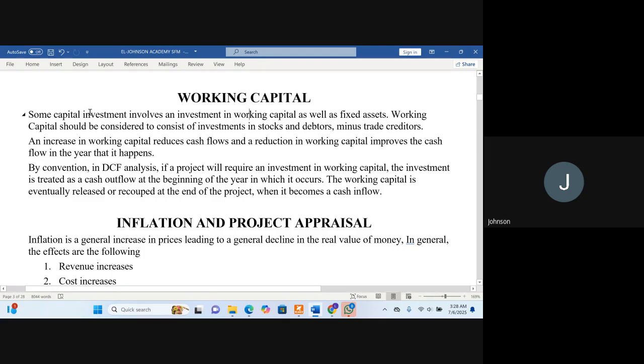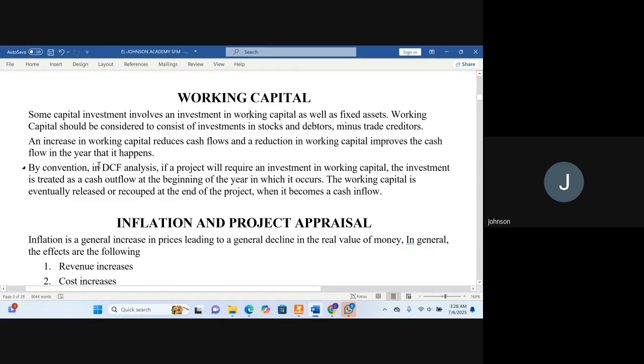Okay, so some capital investment involves an investment of working capital as well as fixed assets. Working capital should be considered to consist of investment in stocks and debtors minus trade creditors. The way we normally do working capital, we say current assets minus current liability. So that is your working capital.